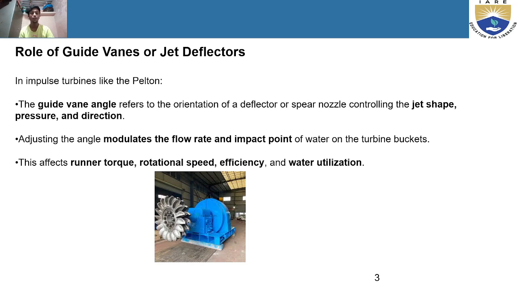Role of guideways or jet deflector. In an impulse turbine like Pelton, the guide vane's angle refers to the orientation of deflectors or spear nozzle controlling the jet shape, pressure, and direction. Adjusting the angle modulates the power rate and impact point of water on the turbine buckets. This affects runner torque, rotational speed, efficiency, and water utilization.